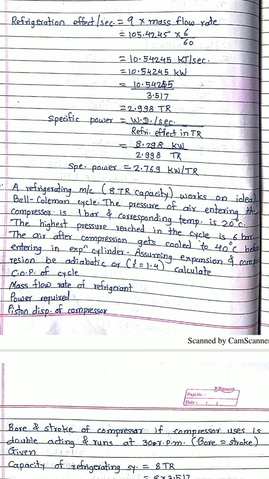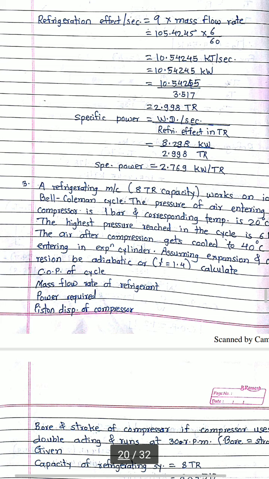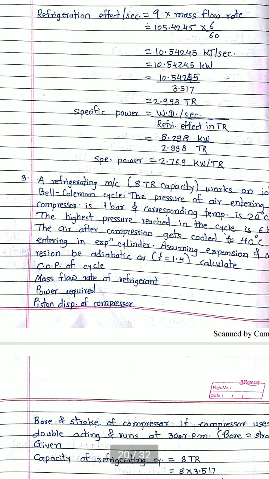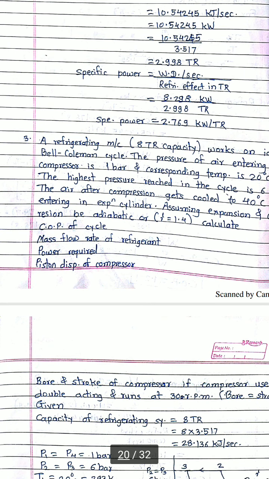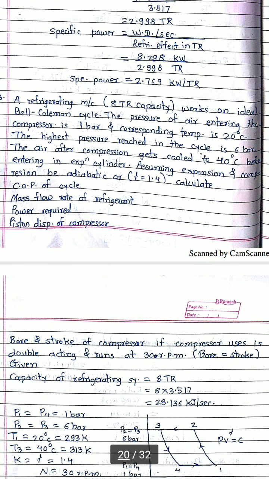The air after compression gets cooled to 40 degrees Celsius before entering the expander cylinder. Assuming the compression and expansion be adiabatic, or gamma is equal to 1.4, calculate the COP of a cycle. Second, mass flow rate of a refrigerant. Third, power required. And fourth, piston displacement of a compressor. Bore and stroke of a compressor, if the compressor uses double acting and runs at 30 rpm.